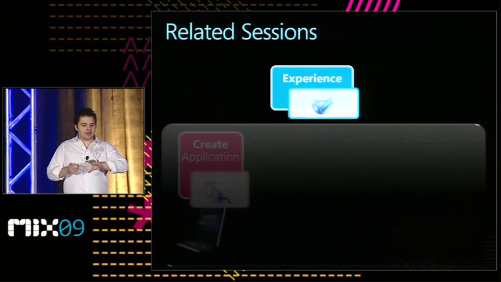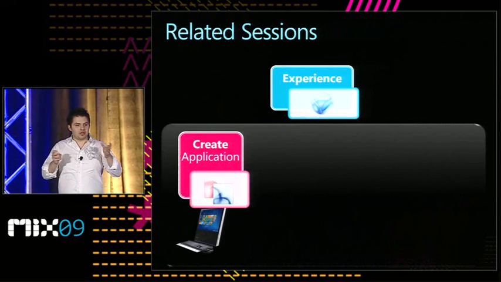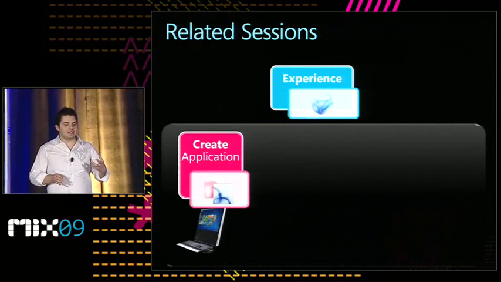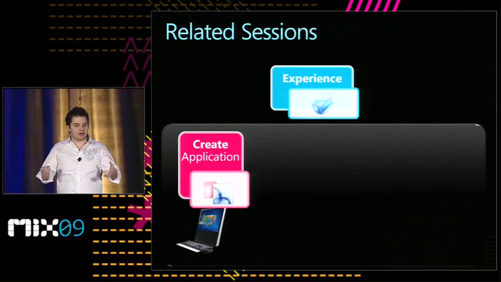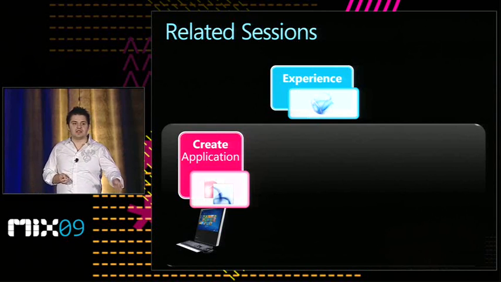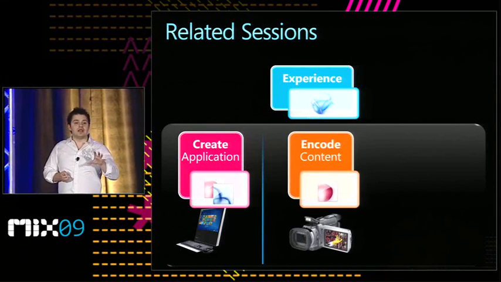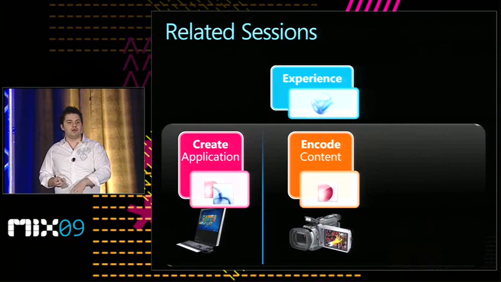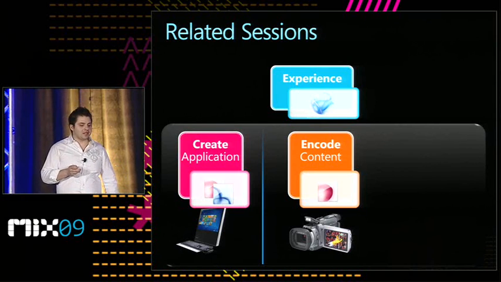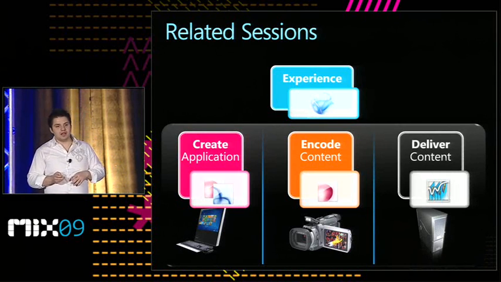So I'd like to conclude by putting some of this in perspective. In Alex Zambelli's overview session, we discussed the 3 components that make up the experience: creating your application, creating your visuals, encoding your content. We saw one great option for doing it live. You can use Expression Encoder or another solution to encode on-demand assets, and of course delivering the content.